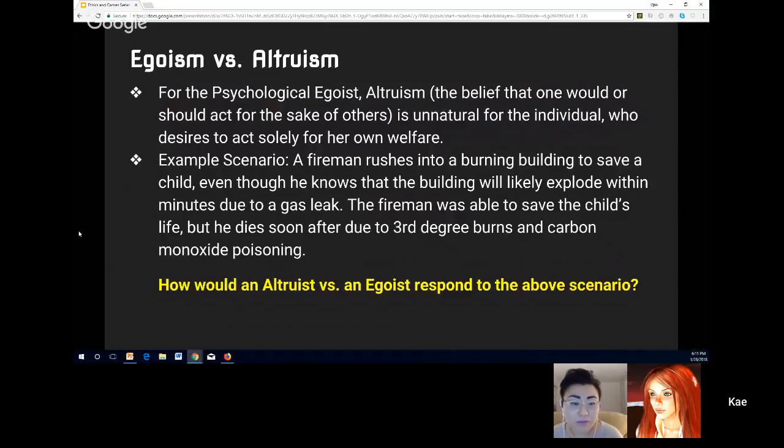A fireman rushes into a burning building to save a child, even though he knows that the building will likely explode within minutes due to a gas leak. The fireman was able to save the child's life, but he dies soon after due to third-degree burns and carbon monoxide poisoning. How would an altruist versus an egoist respond to the above scenario?